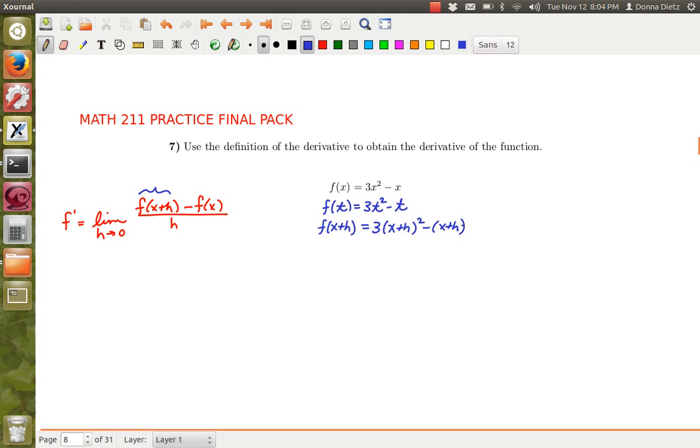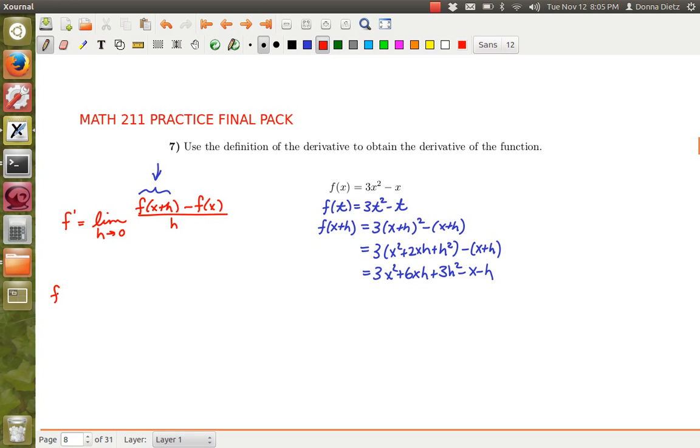Okay, and then what we're going to do is use FOIL, or distributively multiply. This should be familiar to you. And finally, remove the parentheses. Okay, all that algebra is now going to get slipped in to here.